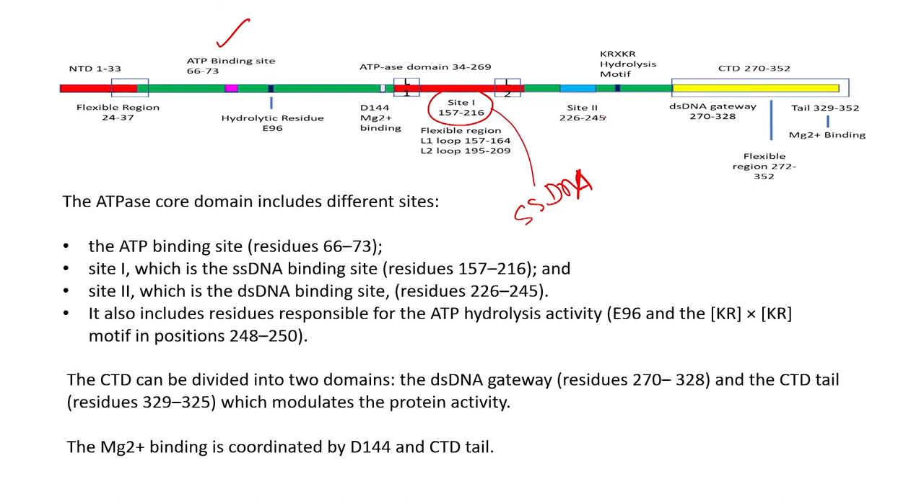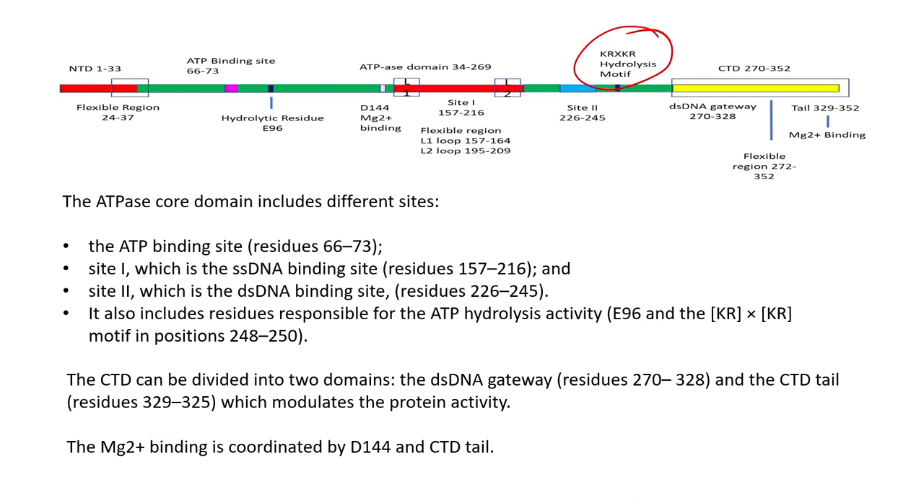Site 2 is the double-stranded DNA binding site. So, this particular molecule can bind to single-stranded DNA and double-stranded DNA at the same time, and for this it has specific sites: site 1 for ssDNA binding and site 2 for dsDNA binding. It also includes residues responsible for the ATP hydrolysis activity. You can see this in the residues around 240 to 250 here.